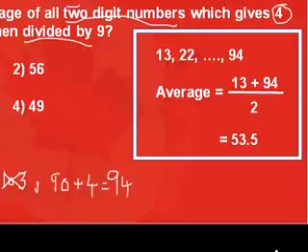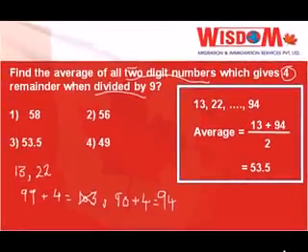We had to calculate the average of all 2-digit numbers which give the remainder 4 when divided by 9. So the first number which gives remainder 4 when divided by 9 is actually 4. But it's a 1-digit number, so we need to find 2-digit numbers. So if I add 9 to it, I'll get 13 as the first number, which, being a 2-digit number, gives remainder 4 when divided by 9. And the last number would be 90 plus 4, that is 94, which gives 4 remainder when divided by 9.